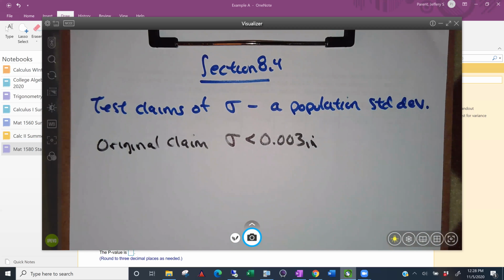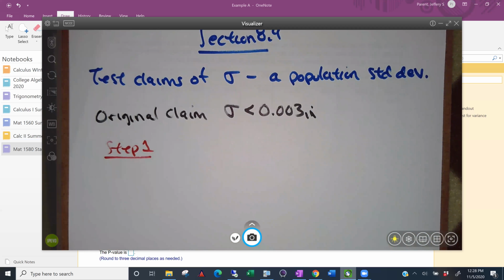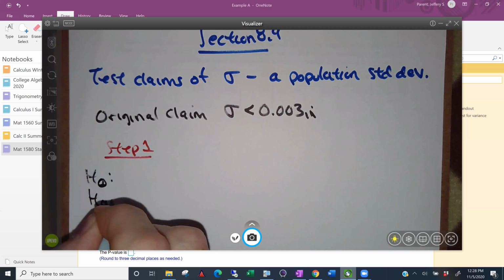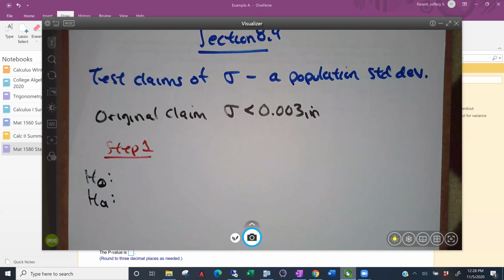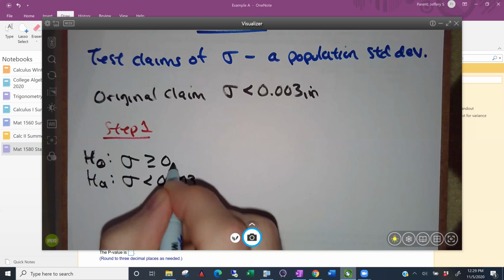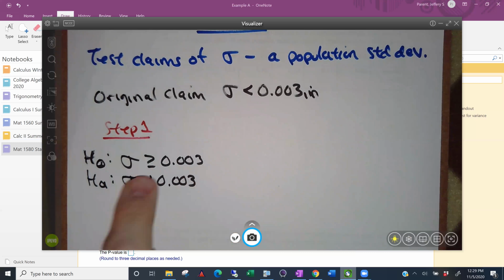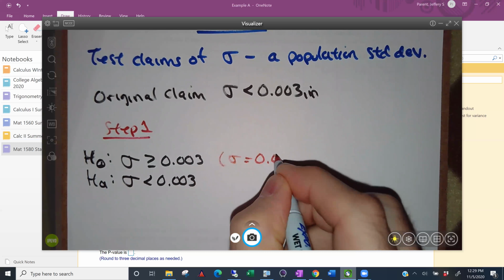Now let's put that in as part of a hypothesis test. As with many of our hypothesis tests, we're going to start out by stating the null and alternative hypothesis. So H0 and HA. Where does this one belong? Part of the null hypothesis or the alternative hypothesis? Someone out there want to make me look good? Alternative. Alternative, perfect. So HA: sigma is less than 0.003. The null hypothesis is going to be sigma is greater than or equal to 0.003. Now that greater than or equal to is not something you're going to see on MyMathLab. For them, it's just going to be equals 0.003.